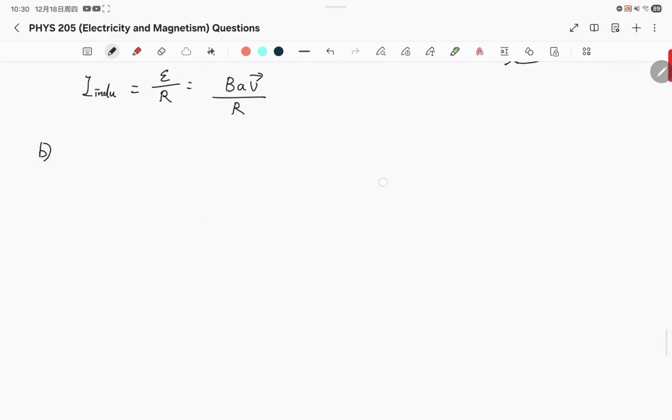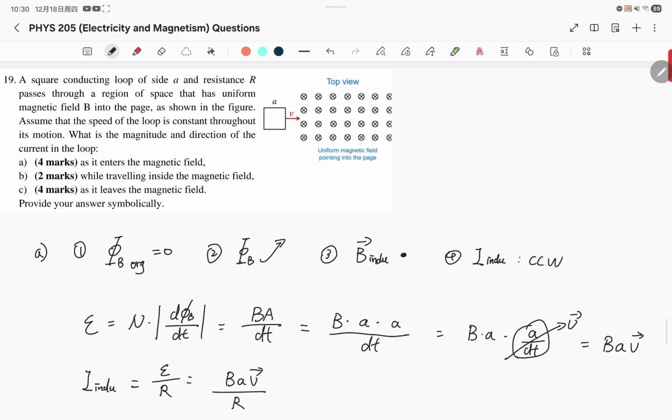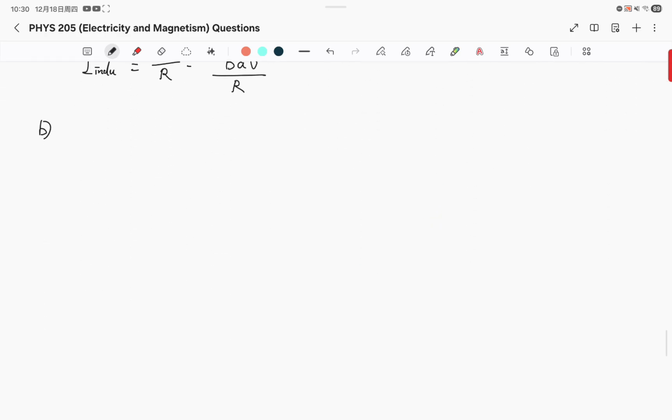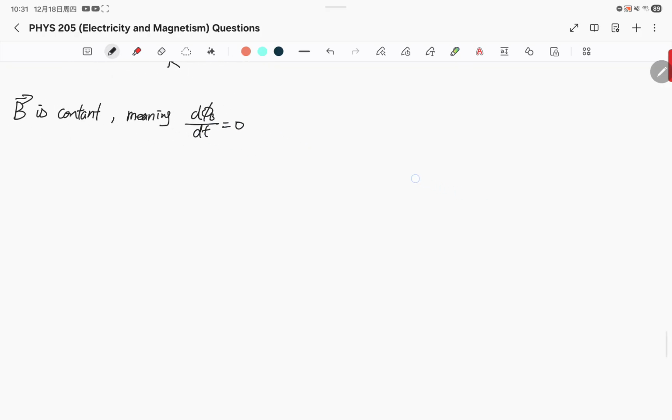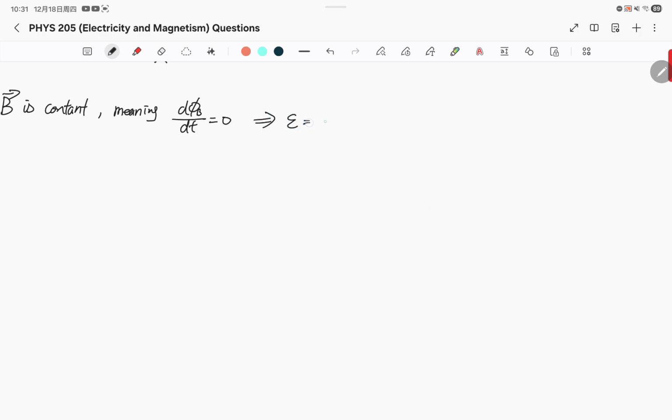Question B says that when the square is traveling inside the magnetic field, the induced EMF is 0 because B is constant, meaning dΦ_B/dt is 0. Nothing changes. And induced EMF is 0, meaning I induced is 0.